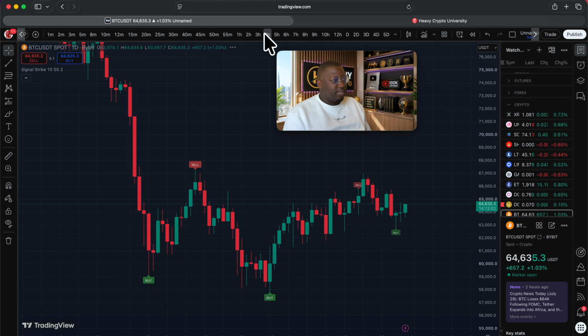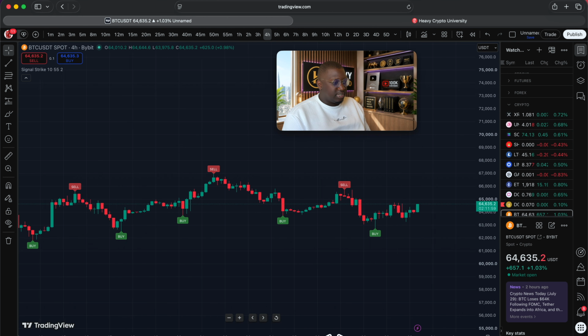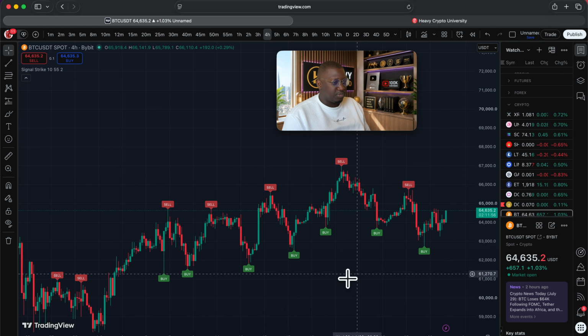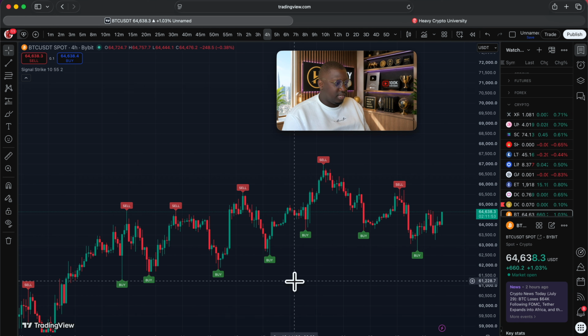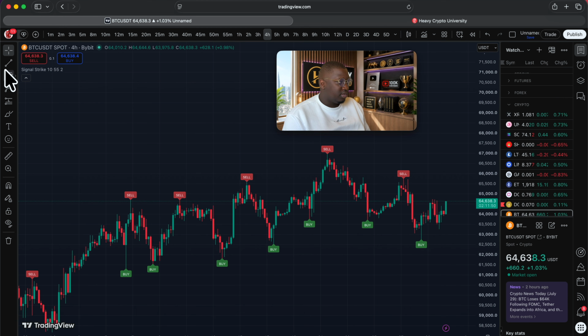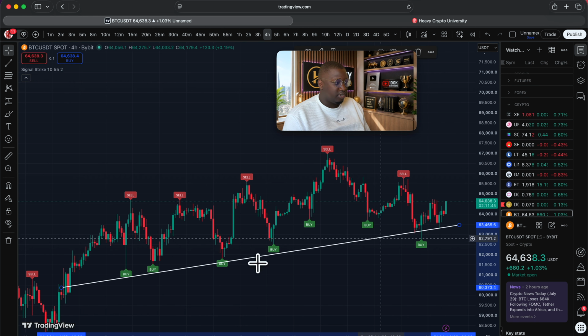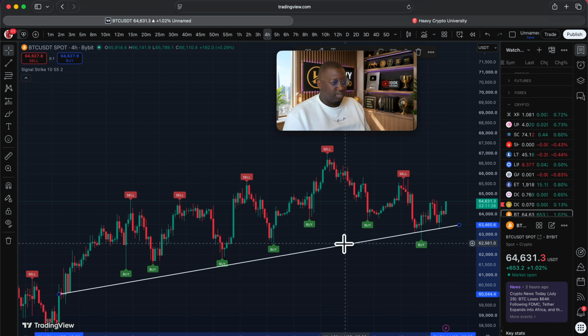So I start with the 4 hour, and the 4 hour is going to tell me if there's an opportunity to take advantage of. As you can see, currently the price has been going up, and if I take a look right here, you can see that this is a strong support for the price of Bitcoin, because previously Bitcoin has been finding support right there, another support right there, another one right here, and another one right here. So basically Bitcoin has been finding support on this line. Currently we got this buy signal right here, and the price is going up.